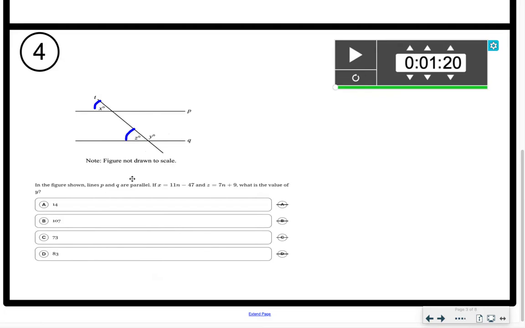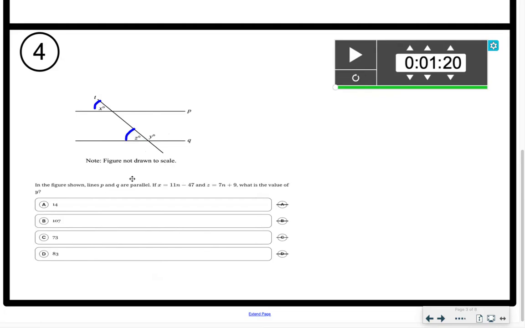Again, if it's not perpendicular, that would be a special case. But most of the time, you're going to have four acute angles and four obtuse. What you need to know is all four acute angles are congruent to each other, all four obtuse angles are congruent to each other, and each acute and obtuse is going to be supplementary.